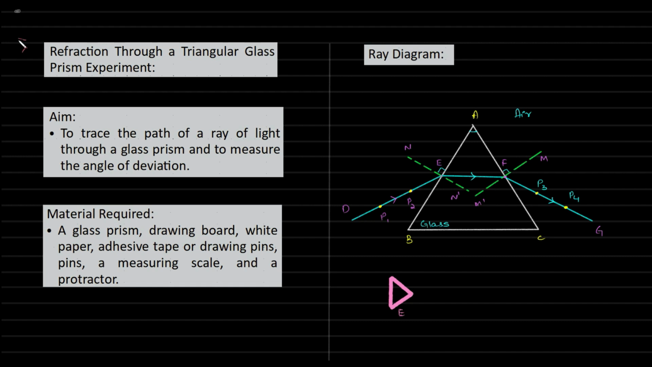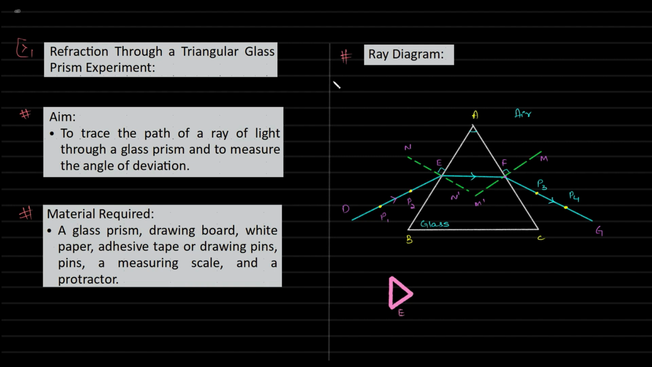So let's look at an experiment dealing with refraction through a triangular glass prism. The main aim over here is to trace the path of a ray of light through a glass prism and to measure the angle of deviation. So we are measuring the angle of deviation as well over here. Material required is glass prism, pins, pencil, scale, protractor, tape, measuring scale, all of this.